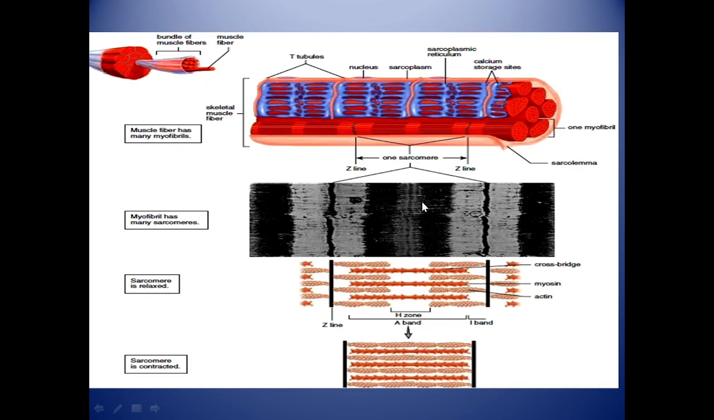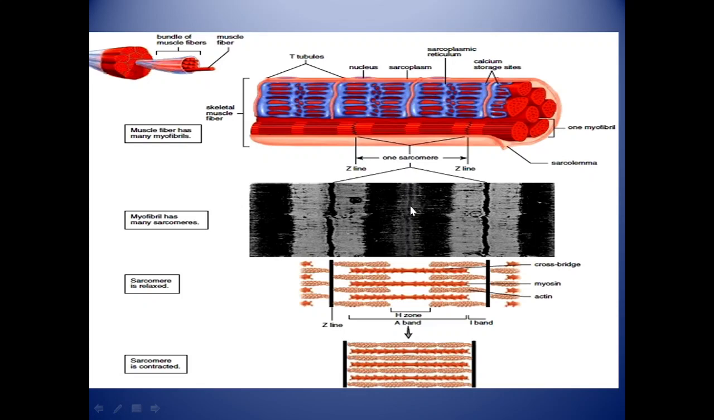So here you have a dark band. Then here is the Z line, this is the light shade. From one Z line to the next Z line is one sarcomere. This is the actual picture of how you see it under the microscope.